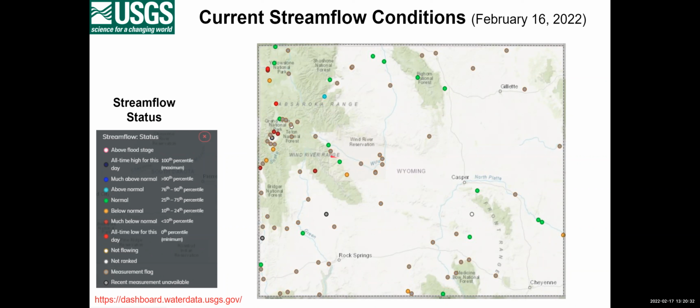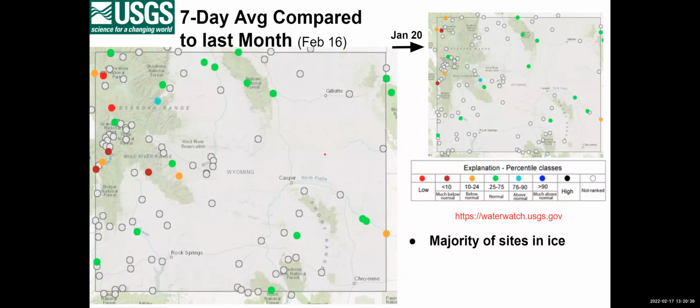A lot of the sites are still in ice, but you can see, let's go to the next slide, Tony, comparing back to January 20th to now, a lot of our sites have come out of ice. In particular, a lot of sites went from whited out to green, and some sites went from being in ice to extremely low flow. So, next slide.